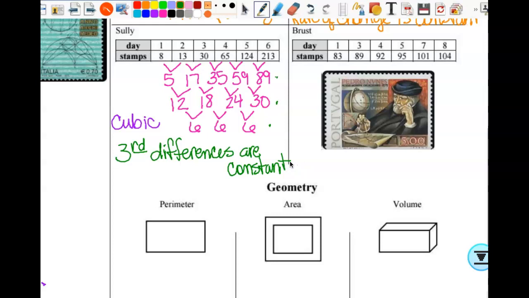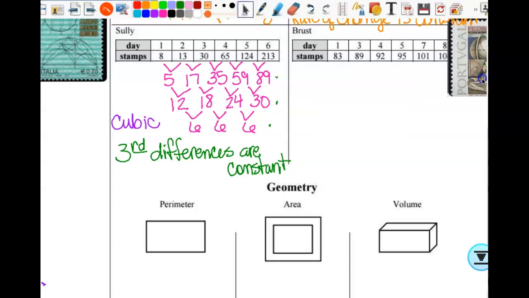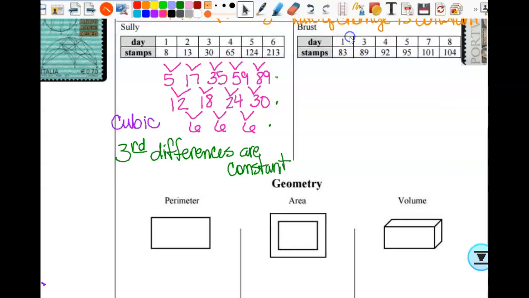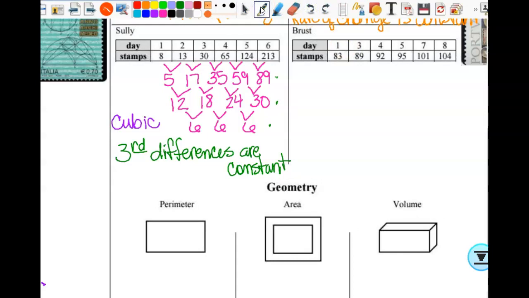All right, so let's look at Mr. Bruce here. Can I start by just doing my differences? No, because the days are not changing at a constant rate, right? Between days 1 and 3, this is a difference. Oh, see, every time. Between these two, that is a difference of 2. Between these two, that is a difference of 1. This is a difference of 1. This is a difference of 2. And this is a difference of 1.